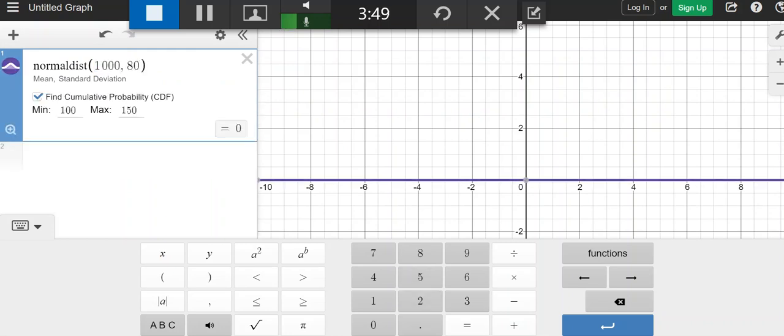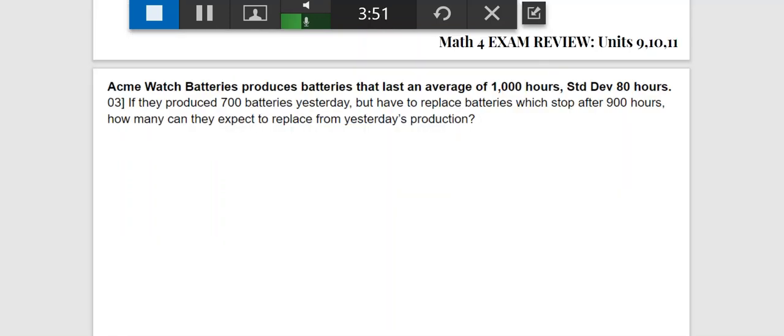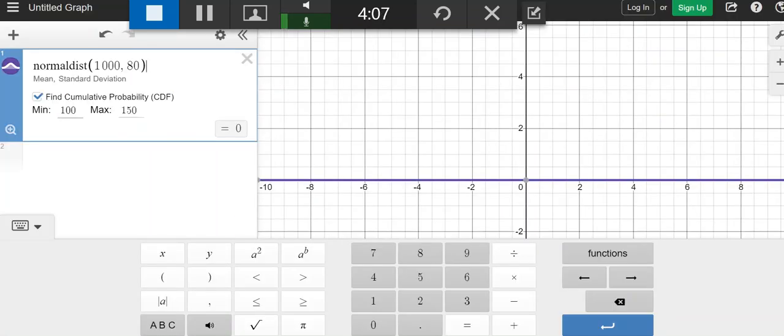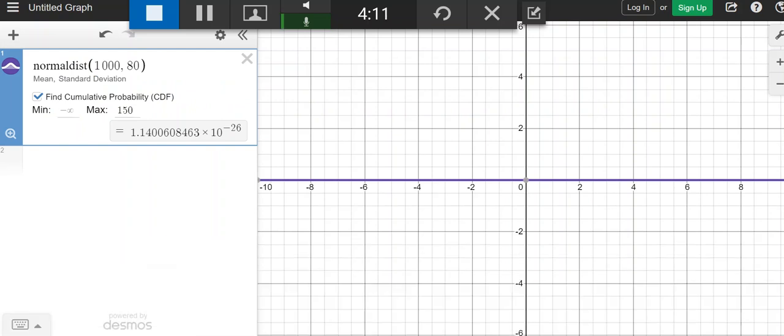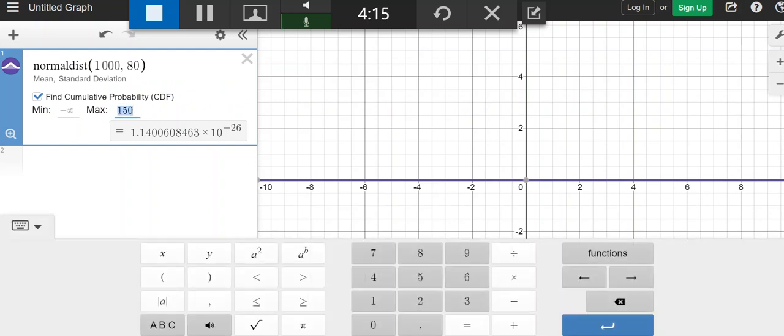And then we want ones which stop after 900 hours. So we want basically 900 and less, right? Because if they last longer than 900 hours, it's okay. It's the ones that stop at 900 or less. So we go back here and we'll delete that part. And when I click off of it, it goes back to negative infinity. That's kind of a default setting. And then here we'll put 900.